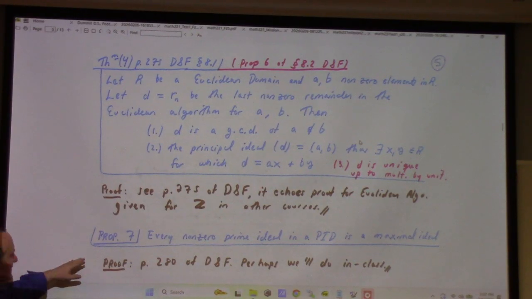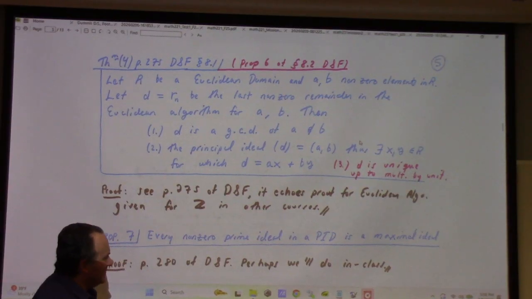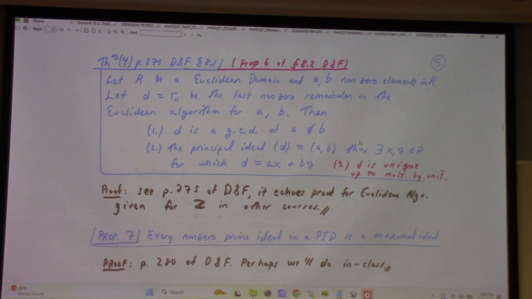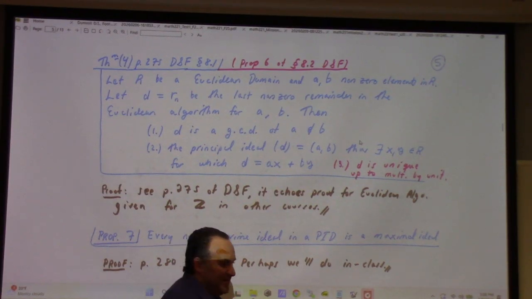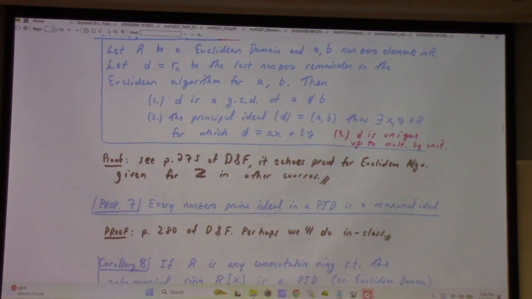Anyway, proposition 7. Every non-zero prime ideal in a principal ideal domain is in fact a maximal ideal. And I feel like we might have proved this one actually the other day. We proved that prime implies maximal. Remember that? We did that a few classes ago. It is on page 280 of Dummit and Foote if you want to see a proof there.